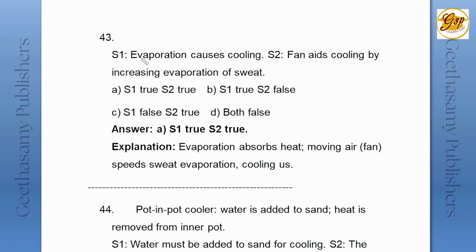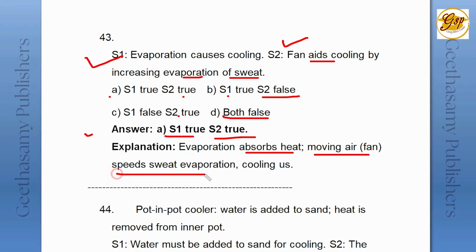43rd question, statement 1: evaporation causes cooling. Statement 2: a fan aids cooling by increasing evaporation of sweat. So A, S1 true, S2 true. S1 true, S2 false. S1 false, S2 true, and both are false. The correct answer is S1 true, S2 true, both statements are true. So evaporation absorbs heat, and moving air from a fan spreads sweat evaporation, cooling us.